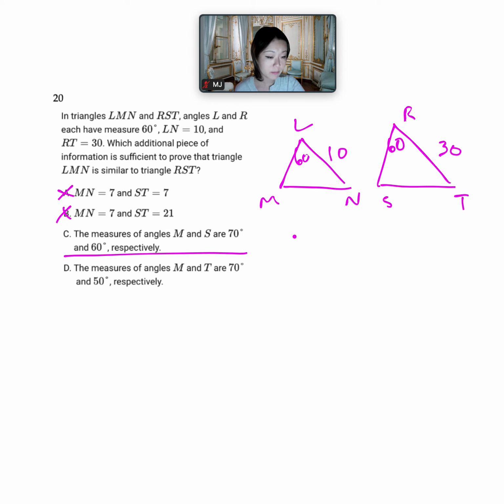And for this one, we're not going to get the same angles here because if we wrote 70 over here, what should happen over here? All angles should add up to 180 in a triangle, making this supposed to be 50, but they're telling us that S is going to be 60 here. So then we don't have all our angles the same, so it's not going to be C, leaving us with D, which is the correct answer because it correctly identifies all three angles as having the same values.